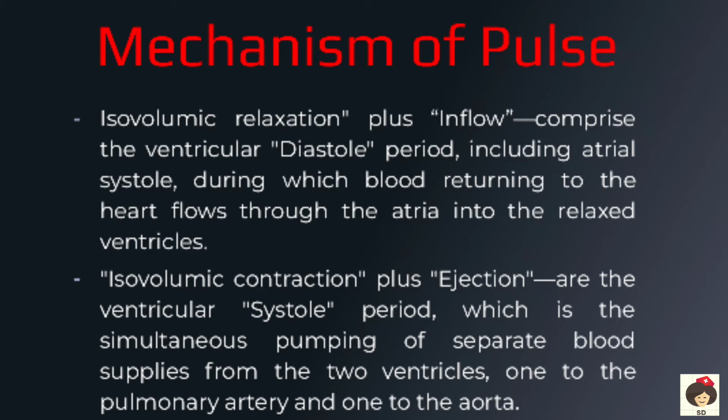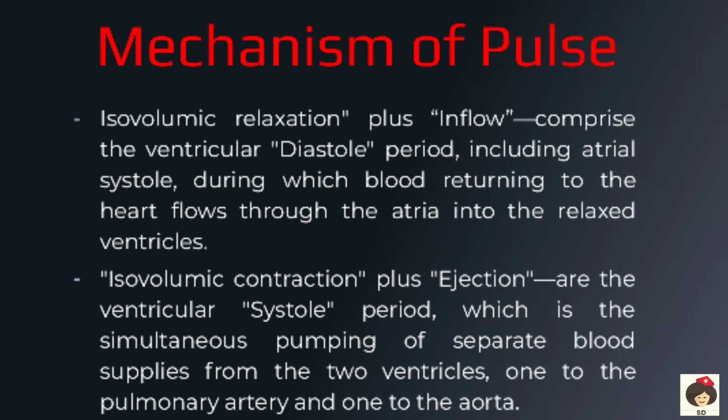That is ejection. During ejection, the ventricles will contract and send the blood outside. So there will be a ventricular systole period, which is simultaneous pumping of separate blood supplies from the two ventricles, one to the pulmonary artery and one to the aorta. During ventricular systole, the right ventricle will send the blood towards the pulmonary artery and the left ventricle will send the blood towards the aorta.